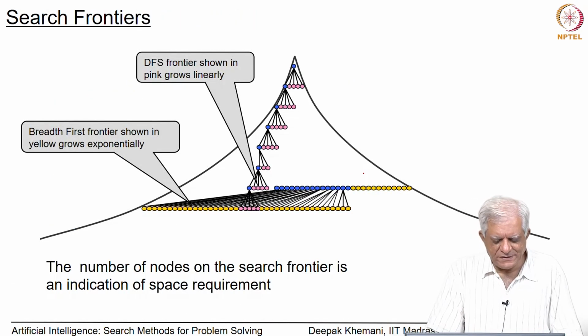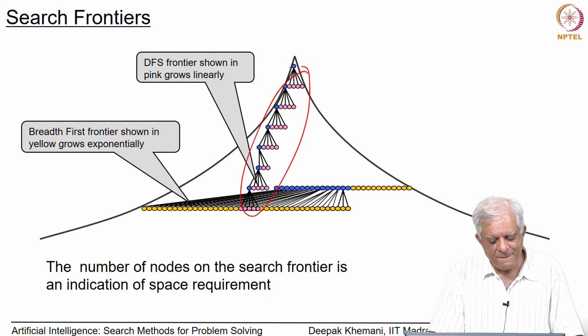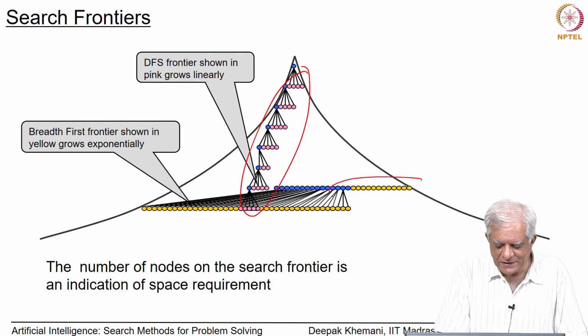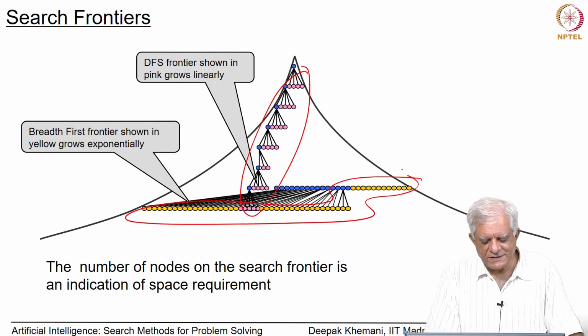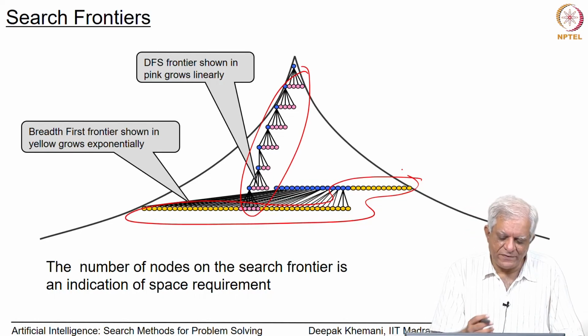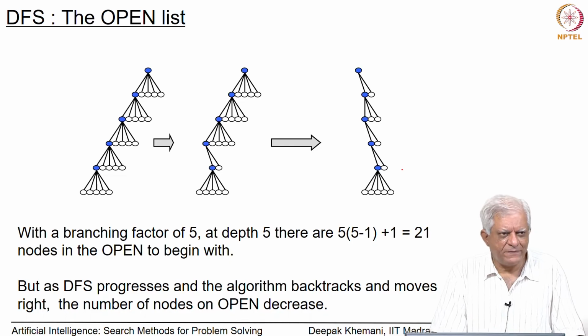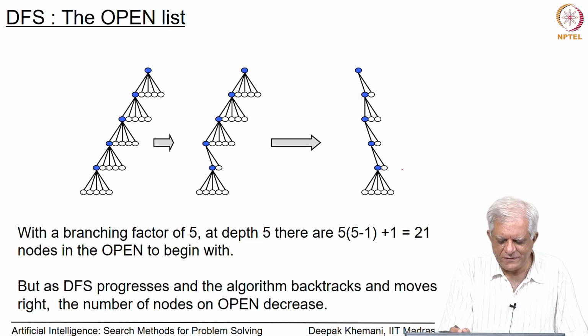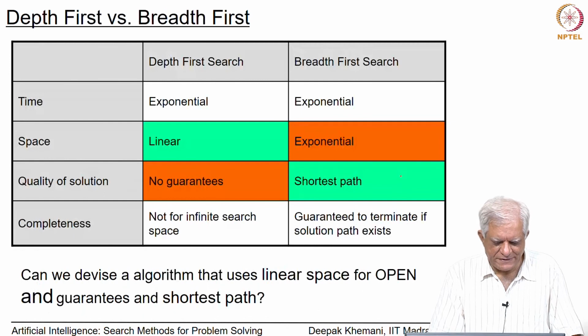So, this is how the search frontiers of the two look. The pink nodes that you see here are the search frontier for depth first search, and the yellow nodes are the search frontier for breadth first search. As you can see, the pink nodes are growing linearly, you are adding a constant number at every level, and the yellow nodes are growing exponentially. As the depth first search algorithm sweeps from left to right, the number of open nodes keeps decreasing, because it has seen all of them.